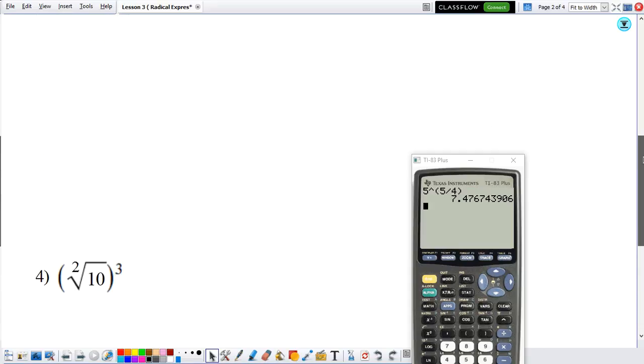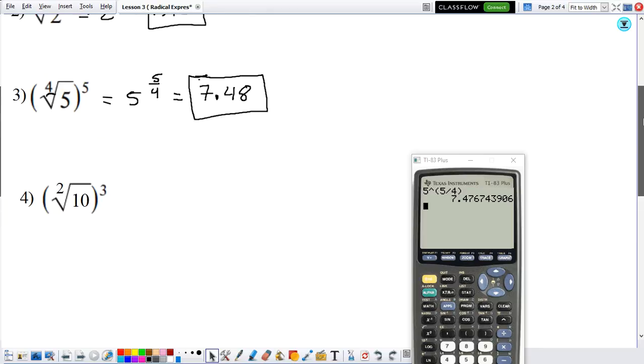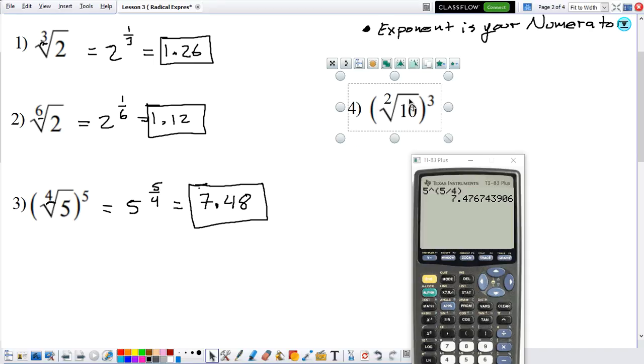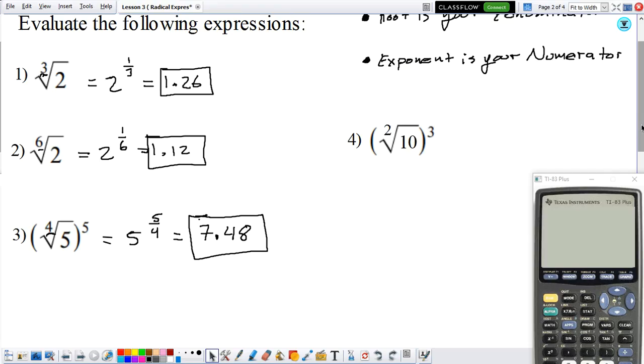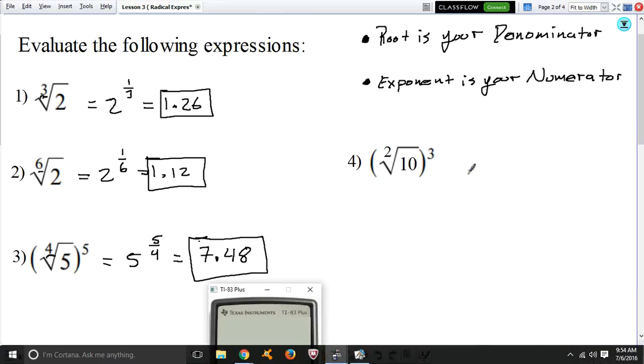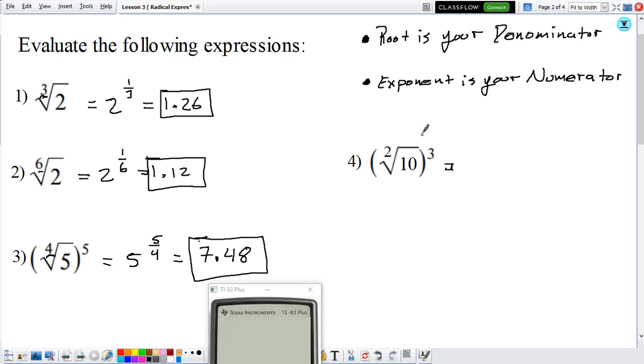Let's bring example 4 to the top so you can see any pattern that you notice here. Now let's look at example 4. Put a calculator here. Now we need to rewrite this radical expression into an exponent. So what do we do now?